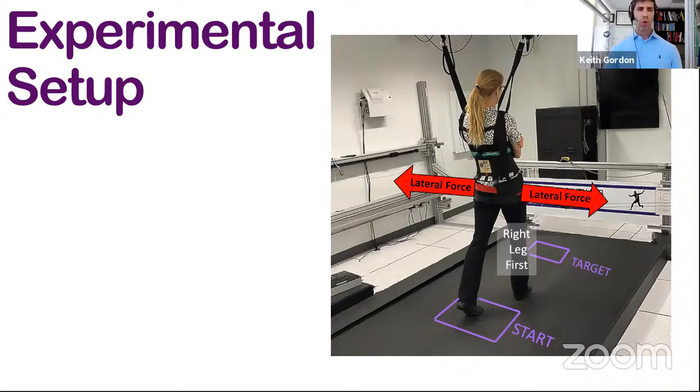And in addition, participants wore a snug harness around their waist that was attached bilaterally to a cable-driven robot that was used to apply laterally directed forces of varying magnitude to the participant. And then finally, to ensure a consistent walking speed each trial, participants were given some visual feedback about their speed after each trial.